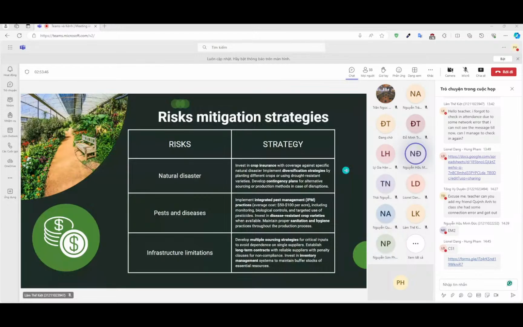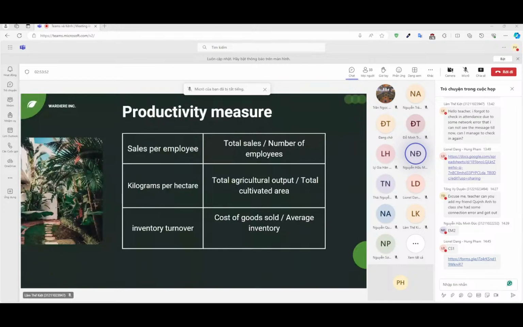In the productivity measures, we will have 3 measures, which is the sales per employee. We will take the total sales and divide by the number of employees so that we can track the overall sales effectiveness. Secondly, we will have the inventory turnover, which is the cost of goods sold divided by the average inventory. And thirdly, the kilograms per hectare, as we are a manufacturing company in harvesting products. So this will signify our resource utilization and our agricultural output. And that is the end of our presentation. Thank you for listening.